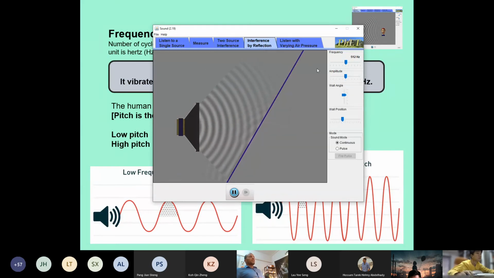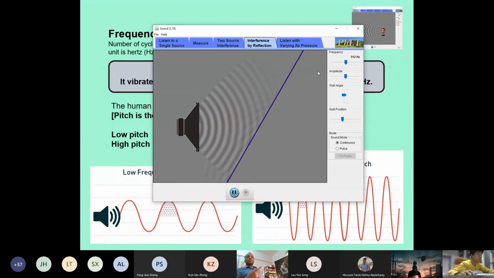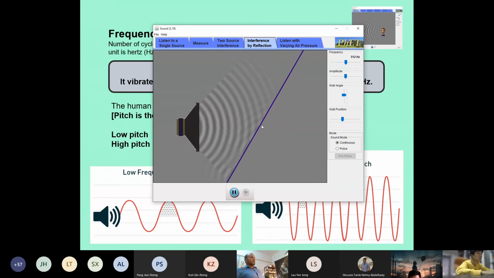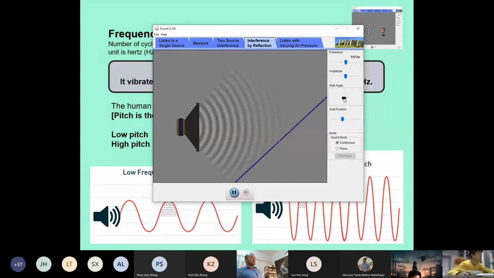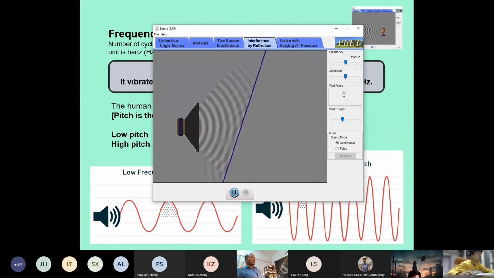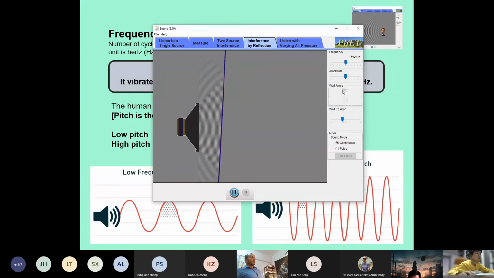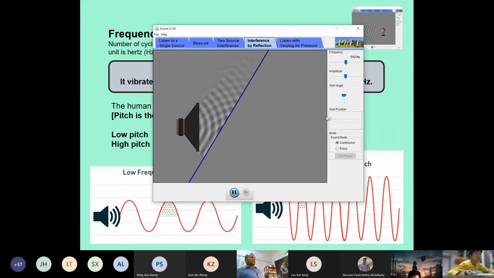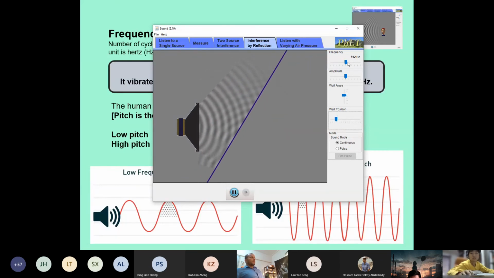Okay, let's see this one. This one is regarding reflection. As we mentioned, sound reflects, right? So when there is an obstacle, it will reflect. And of course, it depends on the angle. For example, here there is wall angle and wall position, frequency. Well, this one we already did. So the frequency is very low now. But when I increase it, the vibration would be very fast.